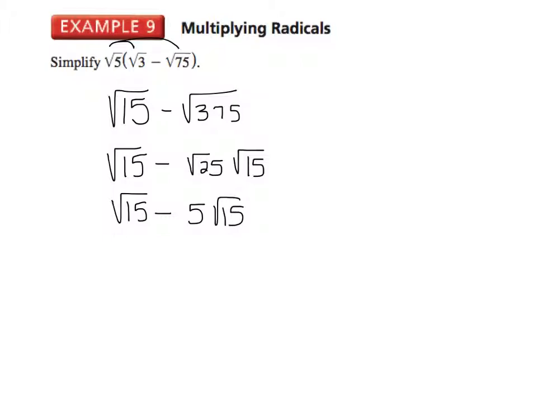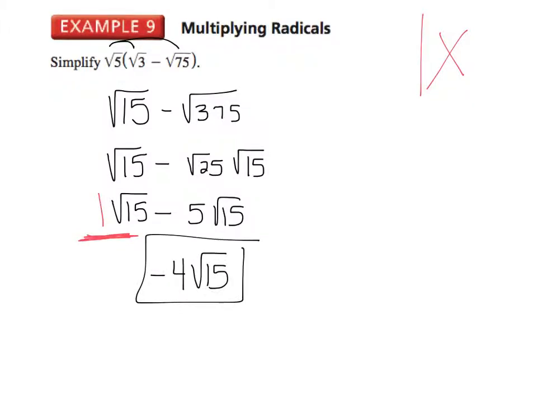Now, if there's nothing written in front, just like if you had an x, that's really a 1x. This is really 1 root 15. So 1 root 15 minus 5 root 15 is negative 4 root 15. And that's my answer.